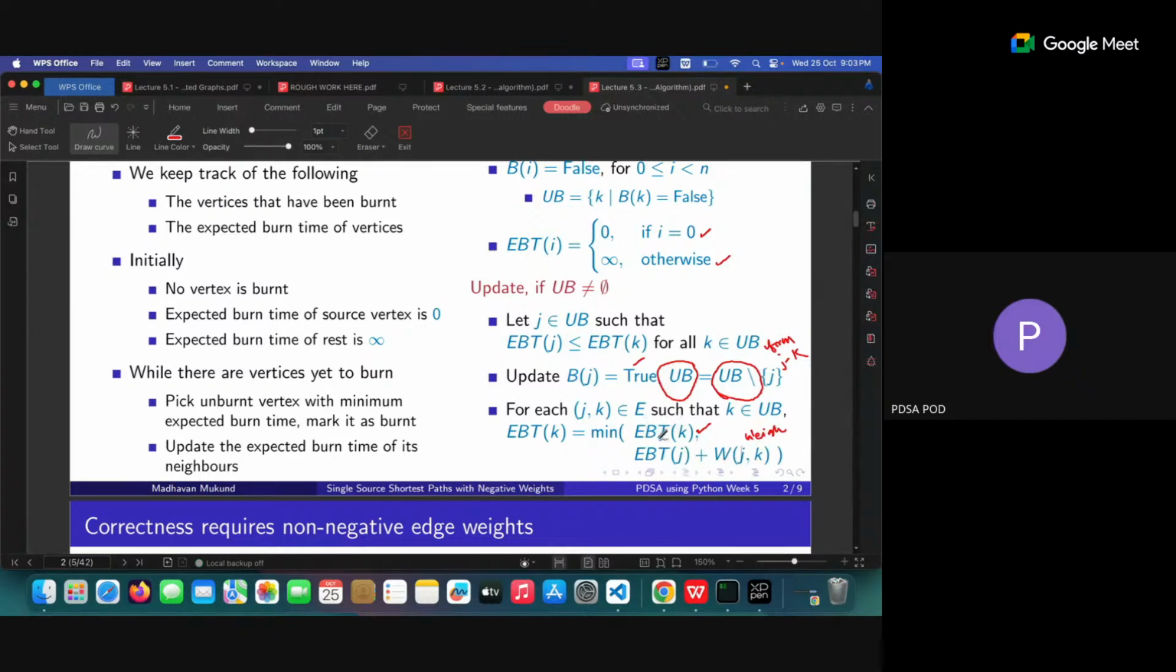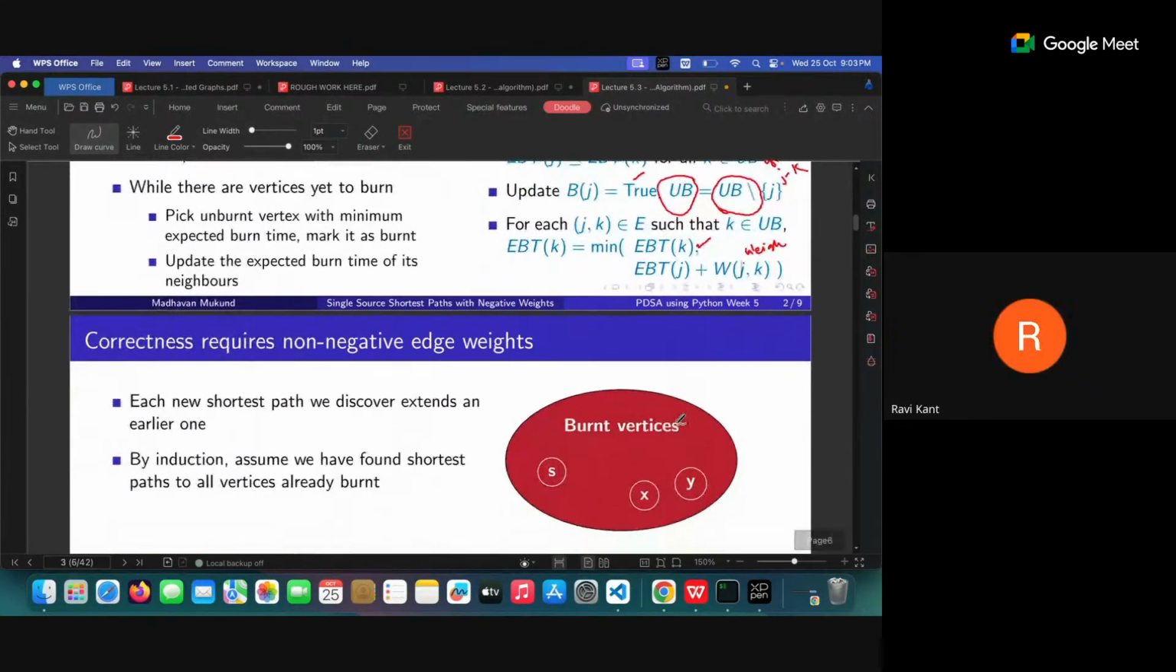And whichever expected burn time you want to burn, we take the minimum of these. Which one is the minimum? This one is the minimum, so we burn it, instead of this one. If you find another route which is the shortest one, this cumulative sum, that minimum is selected. So this is what is happening in Dijkstra's algorithm.